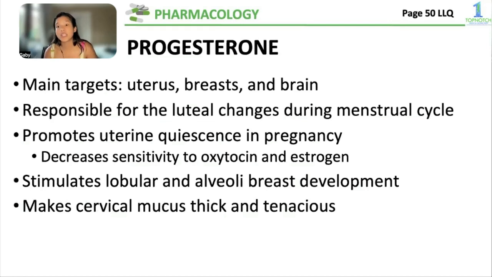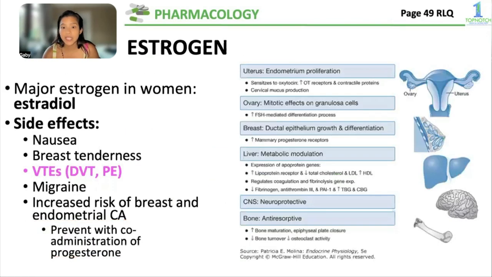Progesterone naman, the main target is your uterus, your breast, and your brain. Remember, they are responsible for the luteal changes during the menstrual cycle, during the luteal phase. They promote uterine quiescence in pregnancy, so they decrease sensitivity to oxytocin and estrogen, versus estrogen that promotes sensitivity to oxytocin. It stimulates alveoli and lobular breast development, whereas kanina, si estrogen, again, was ductal epithelium growth.